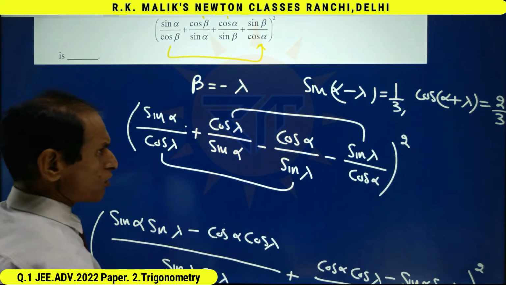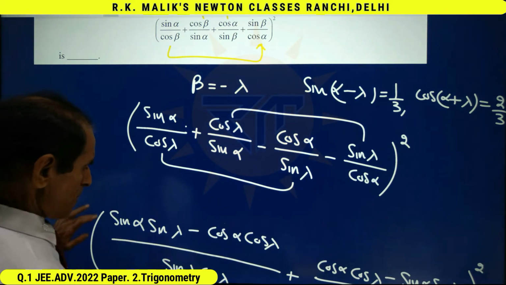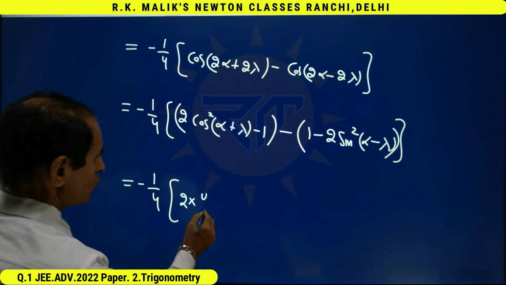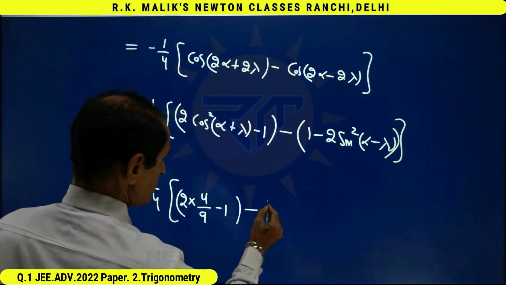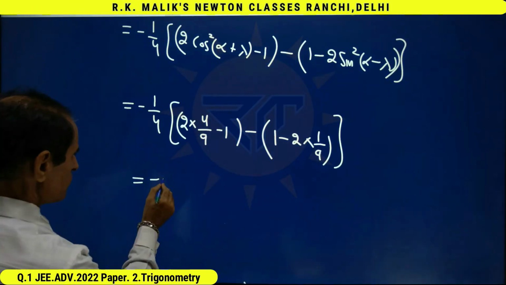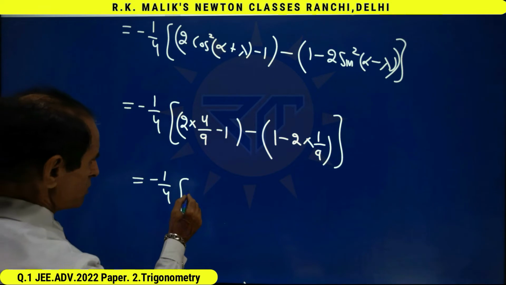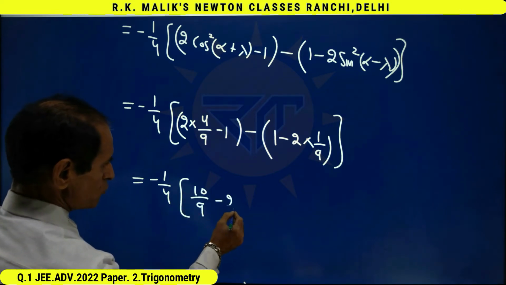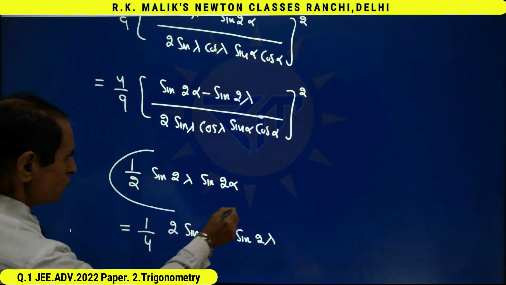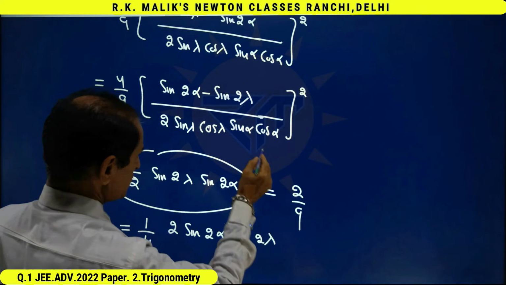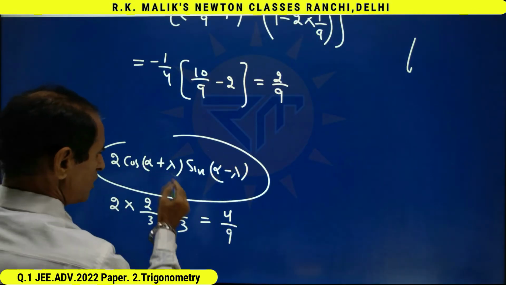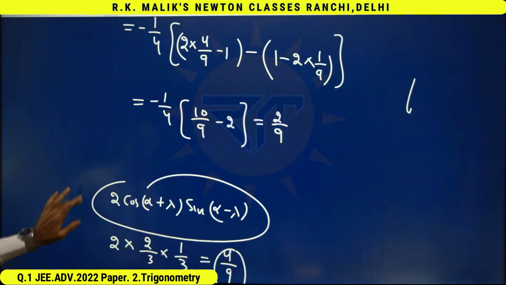And using these two values of cos(alpha plus lambda) and sin(alpha minus lambda), I'll be getting minus 1 by 4 into (2 into 4 by 9 minus 1) minus (1 minus 2 into 1 by 9), that is minus 1 by 4 into (10 by 9 minus 2), that is equal to 2 by 9. Hence the value of this we have got is 2 by 9, and the value of this I got was 4 by 9.